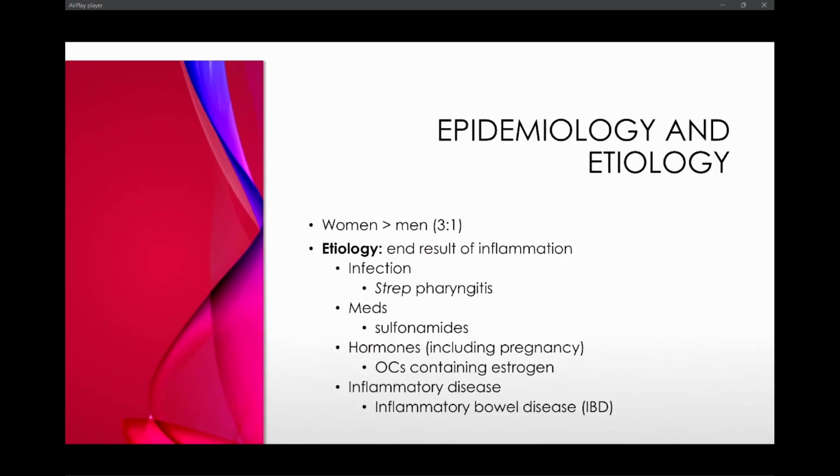Okay, women over men, 3-to-1. So yes, erythema nodosum. Start thinking about women getting this more than men. Etiology is an end result of inflammation. So they're going to have a pre-existing condition. Ask what happened in the last month, 2-3 weeks beforehand. Infection, here's your strep again. They got strep and then they come back a couple weeks later and they got this deep bruising in their shins. Like, what's going on here? It's from the medicine. Stop it, they'll go away.